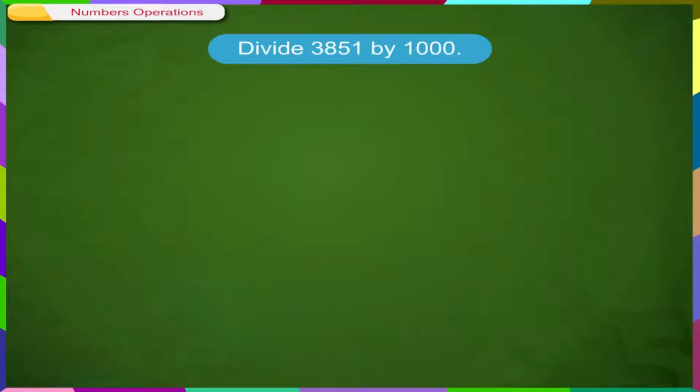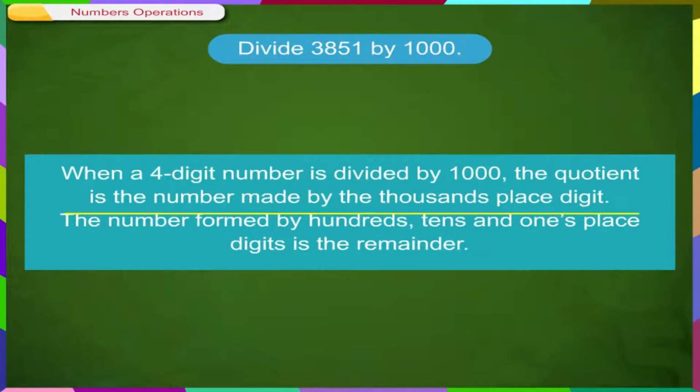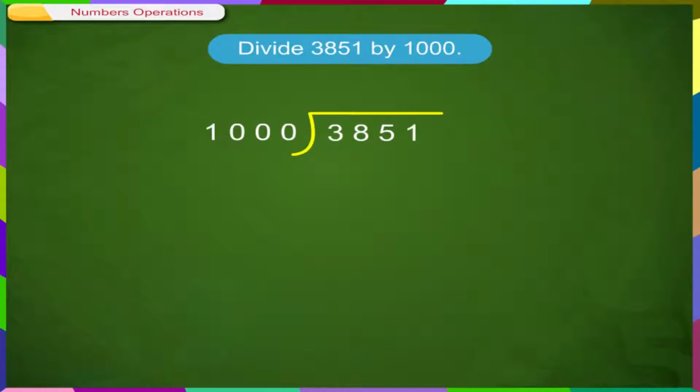Divide 3851 by 1000. Solution. When a 4-digit number is divided by 1000, the quotient is the number made by the thousands place digit. The number formed by hundreds, tens, and ones place digits is the remainder. When we divide 3851 by 1000, we get 3 as the quotient and 851 as remainder. When we divide by 1000, the remainder will have 3 digits.